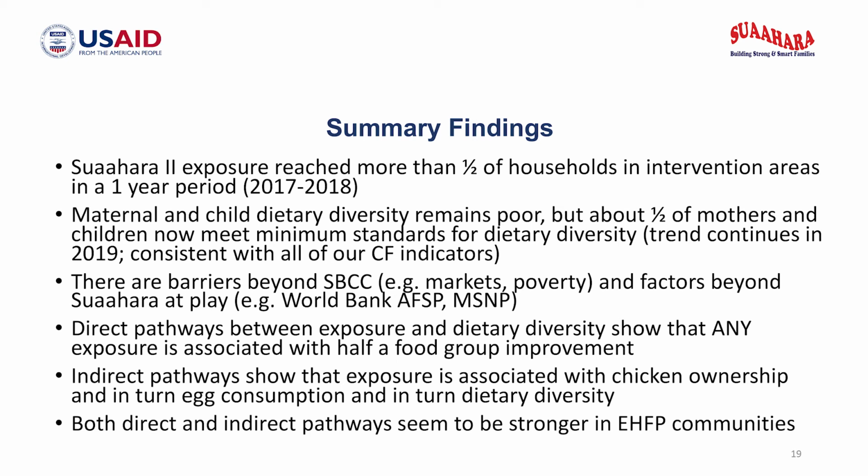And so I think what you saw is that there are direct pathways between exposure and dietary diversity, and that you can expect about a half food group change over time if this were to play out in an evaluation data set. And the indirect pathways also show that exposure to SBC, which is promoting dietary diversity and heavily promoting egg consumption, is changing household ownership of chickens, and in turn egg consumption, and in turn dietary diversity. These pathways, from a preliminary analysis, seem to be stronger in EHFP households, which further proves the importance of investing in agriculture as a means for nutrition and health.